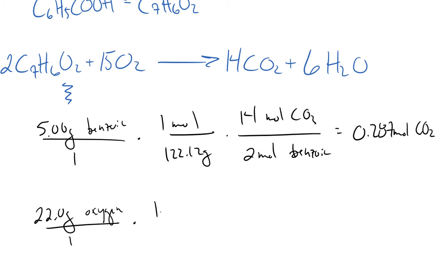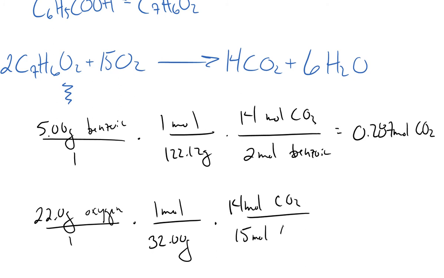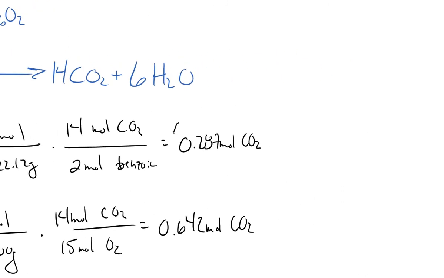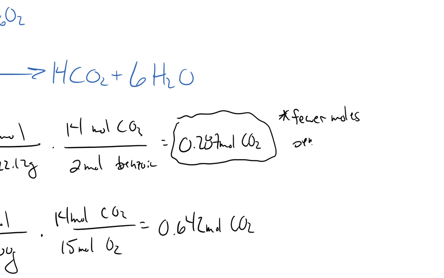22 grams of oxygen, on the other hand, each mole of oxygen has a mass of 32 grams per mole, and the ratio here is 14 moles of CO2 formed for every 15 moles of oxygen. Doing this math out, we find that 22 grams of oxygen have the capability of producing 0.642 moles of CO2. However, that amount will not get made because the 0.287 moles of CO2 is less, showing us that the benzoic acid is in fact limiting. This is fewer moles. That is, benzoic acid must be limiting.